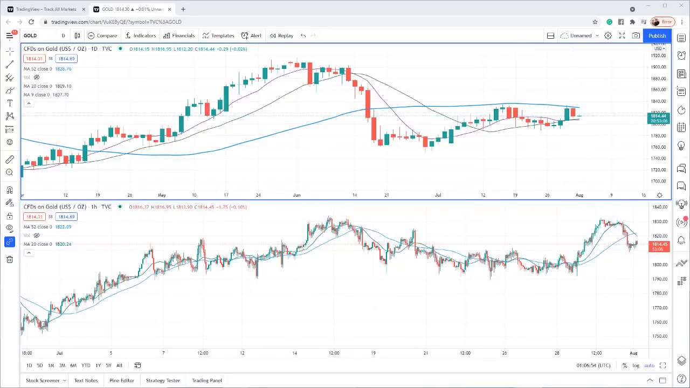So we're going to go and have a look at the hourly chart here. Okay, so that resistance level there is that point through there. That resistance point through there is that point through there. Remember, the top chart is the daily chart. The bottom chart is the hourly chart.